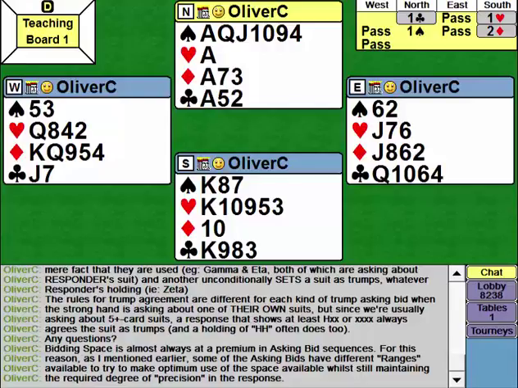The reason why we do this is that finding enough space to ask all the questions that we want to ask is often a problem in asking bid sequences. And so trying to conserve bidding space is a real priority for us. Sometimes you've only got a couple of questions that you need to ask and you've got loads of space in which to ask it and it's not a problem. But sometimes you simply run out of space.